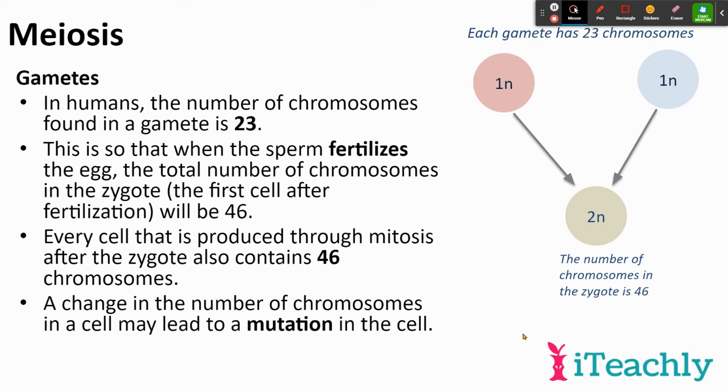So if you had a 2N gamete and a 2N gamete and they went together, then your offspring would have 4N. And so you have to do the reduction in order to get back to the original 46 chromosomes. So that's why you have to do the chromosome reduction. All right, and you have to go through meiosis too. So a change in the number of chromosomes in a cell can lead to a mutation in the cell. We already covered that stuff.